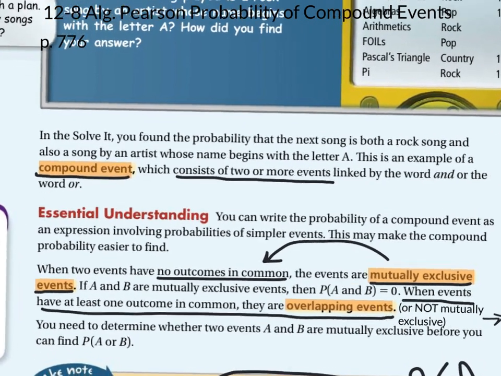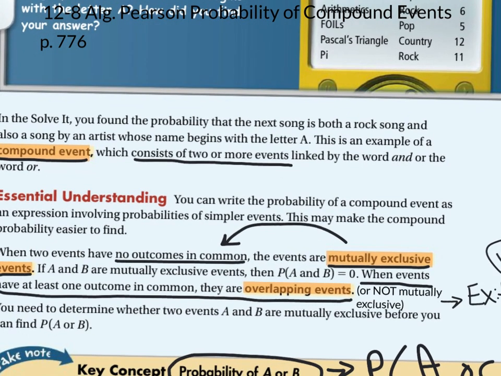For compound events, some of them could be mutually exclusive. Mutually exclusive means they don't have any outcomes in common. So for example, if we are rolling a number cube and they want us to find the probability of an even number or a 5, 5 is not an even number, so those are mutually exclusive events.